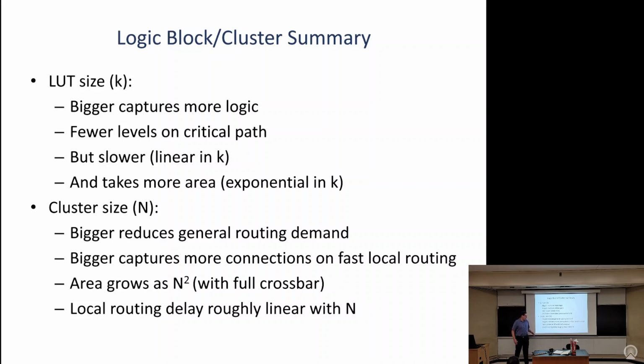The local routing also gets slower as you make the logic cluster bigger. So you're able to capture more connections on it, but the gain for each connection gets a bit smaller. The delay slows down roughly linearly with N. Okay, so the area is going up quadratically because you've got more muxes and each one's bigger. The delay is going up linearly because you just get bigger muxes and longer wires. So hopefully that makes sense.